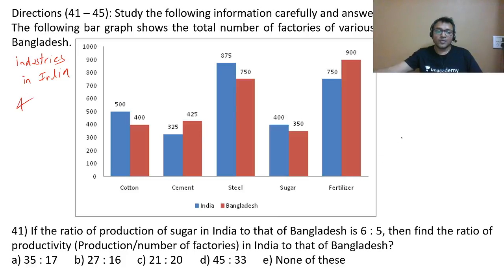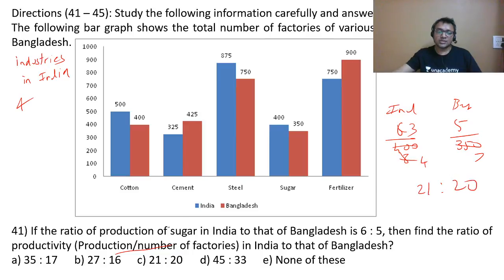Now if you look at here, the production of sugar is 6 and 5 for India and Bangladesh, and the number of factories in India and Bangladesh is 400 and 350. So they said production upon number of factories. So 6 upon 400 and 5 upon 350. 7, 8, 3, 4. So you'll get 21:20 as the answer, which is C option. If you look at it properly, you have 21:20 as the answer.